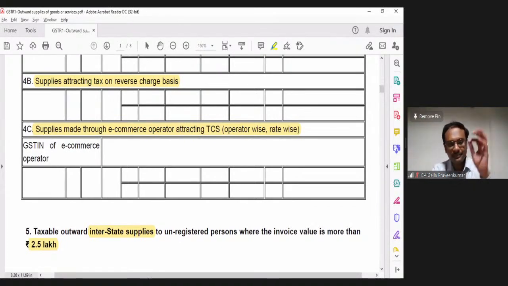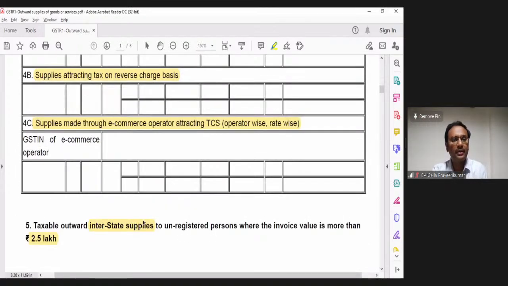Now here, observe carefully. Government wants to capture if there is any interstate supply to whom? To an unregistered person, and the value of that particular supply is more than 2.5 lakhs. Government wants to capture this information invoice level separately. Why so? For your income tax provisions, for your e-way bill provisions. They want to understand who is that particular customer who is having interstate supply whose value is exceeding 2.5 lakhs.